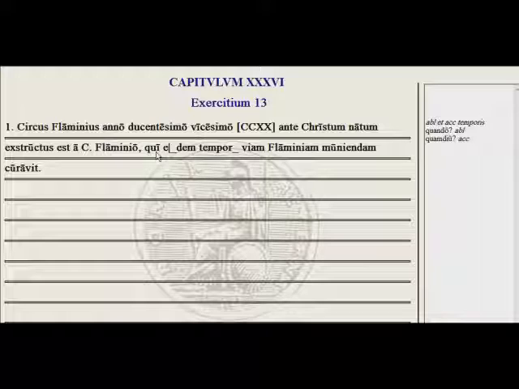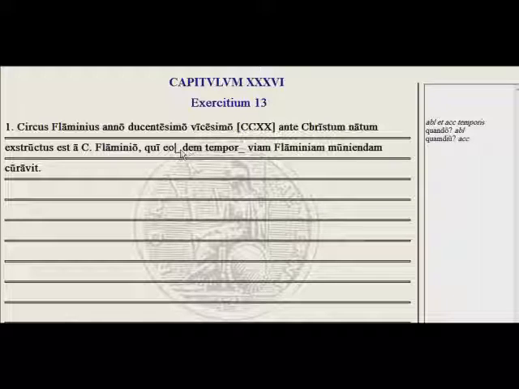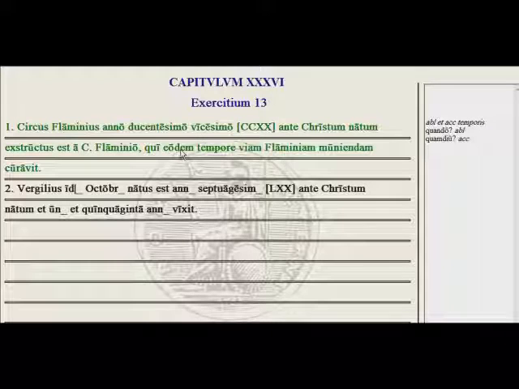Gaius Flaminius, who at the same time took care that the Via Flaminia be built, muniendam, which is the same as extruere, to build. So, and this is that gerundive construction here. He took care that it be built, and so at that same time we want ablative, so eodem, and then for tempus temporis we want the ablative, which is tempore, who at the same time took care to build the Via Flaminia.